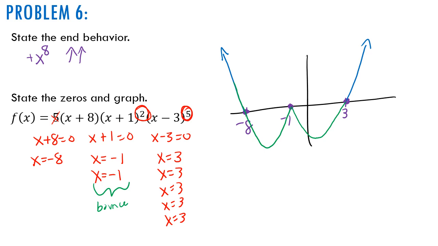And when I get to 3, I'm going to go straight through because my end behavior showed me to do that. And you can see here I have 1, 2, 3, 4, 5. It's an odd amount, so it should go straight through 3 going up. And you've graphed.